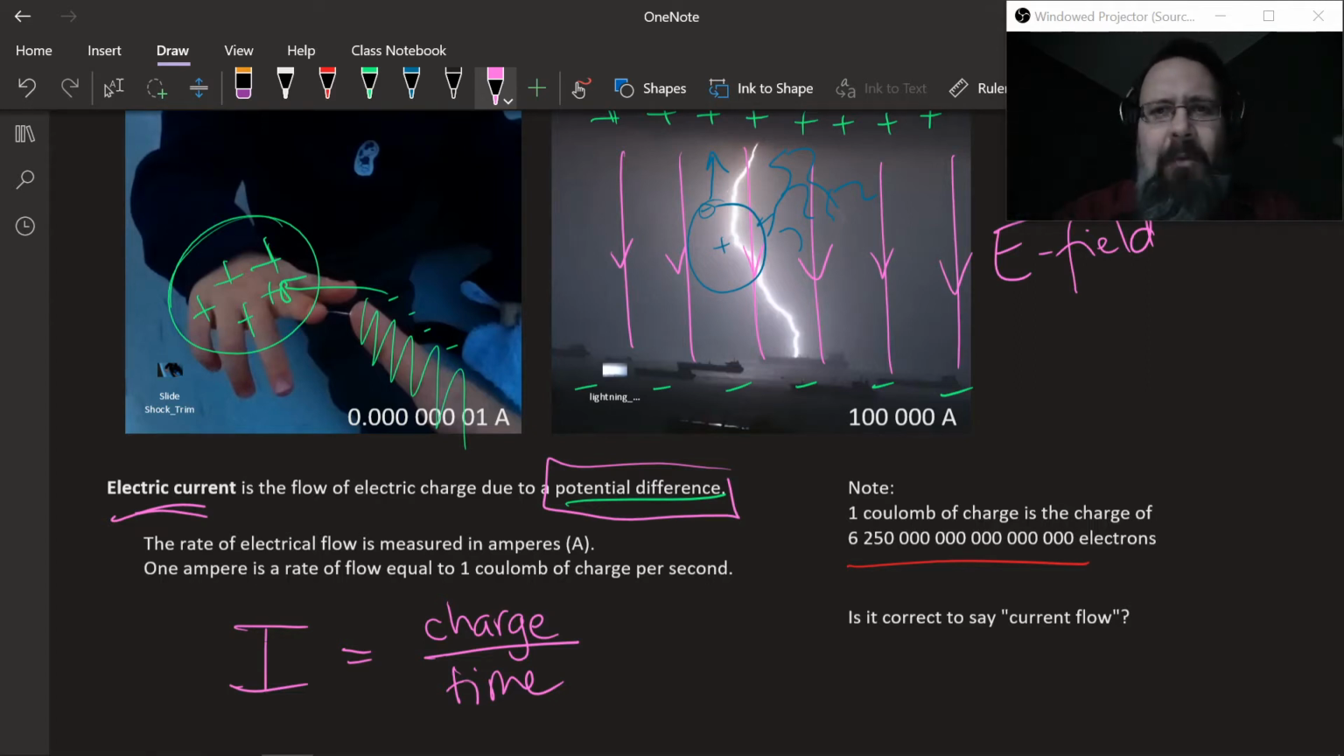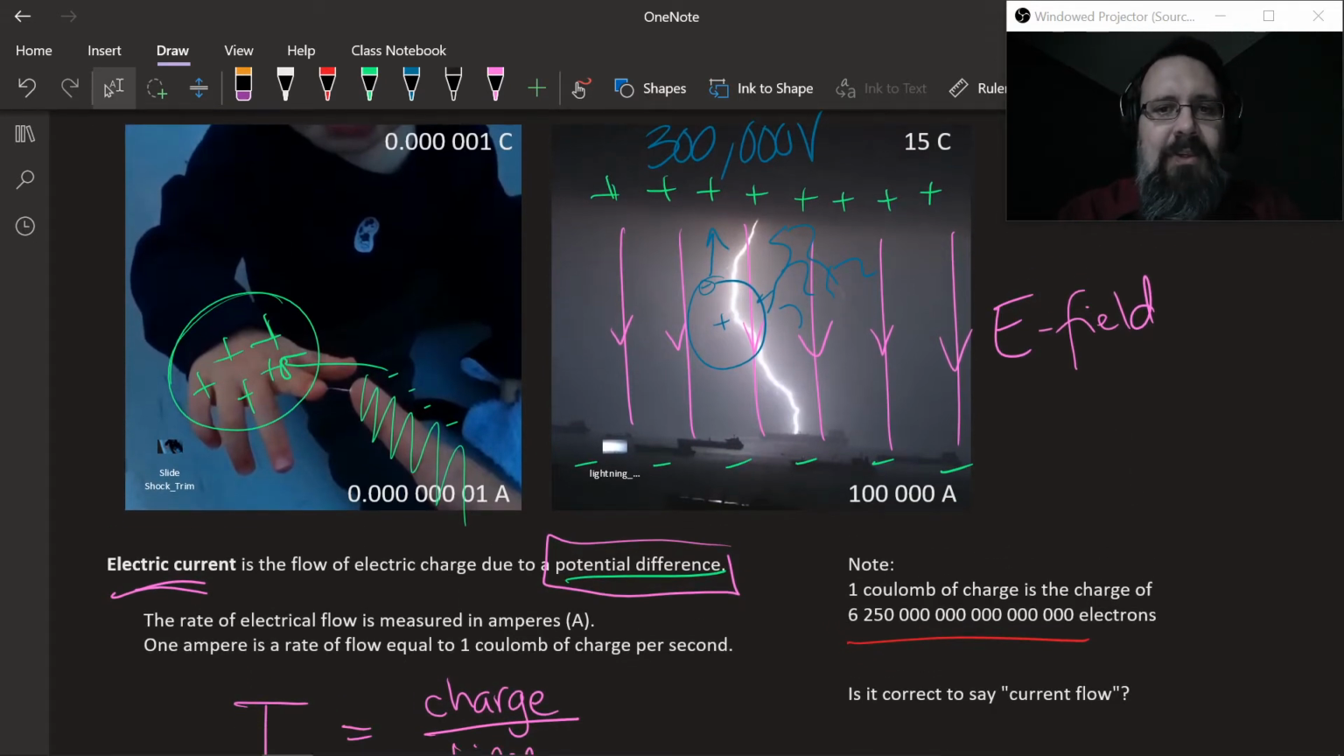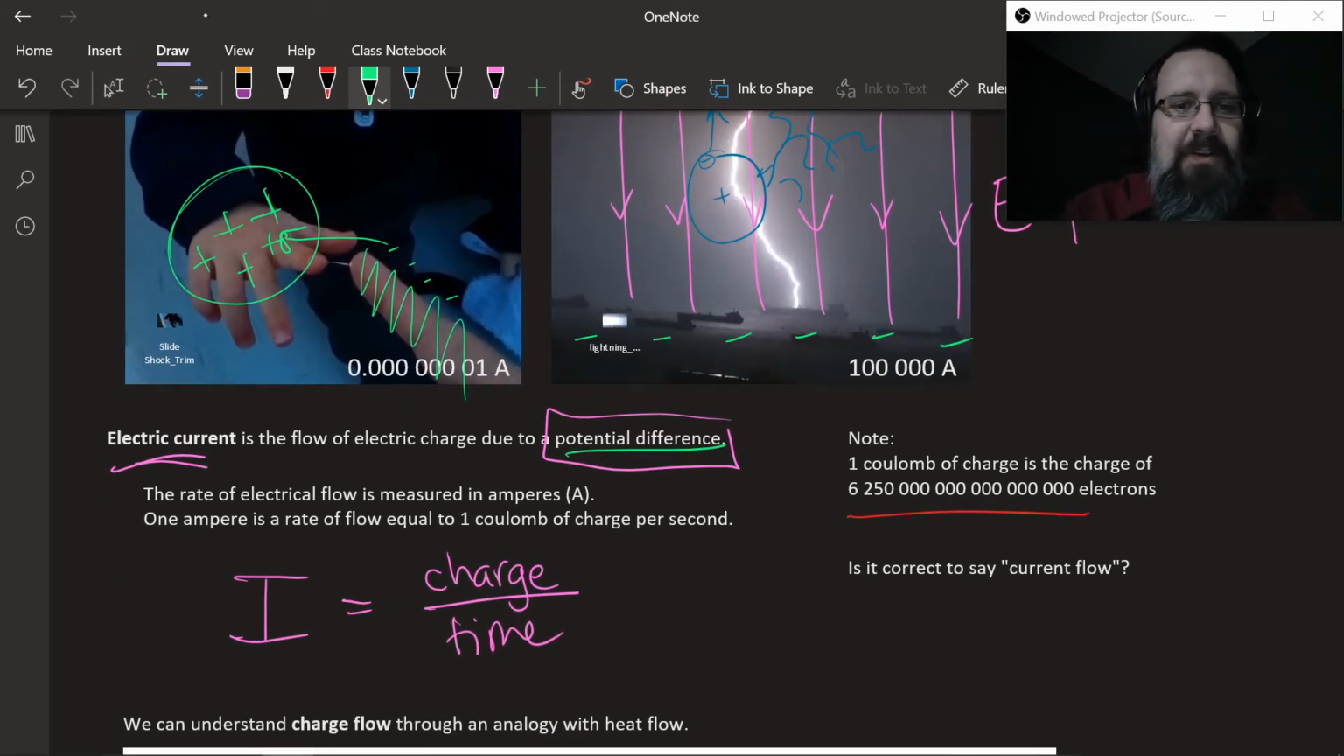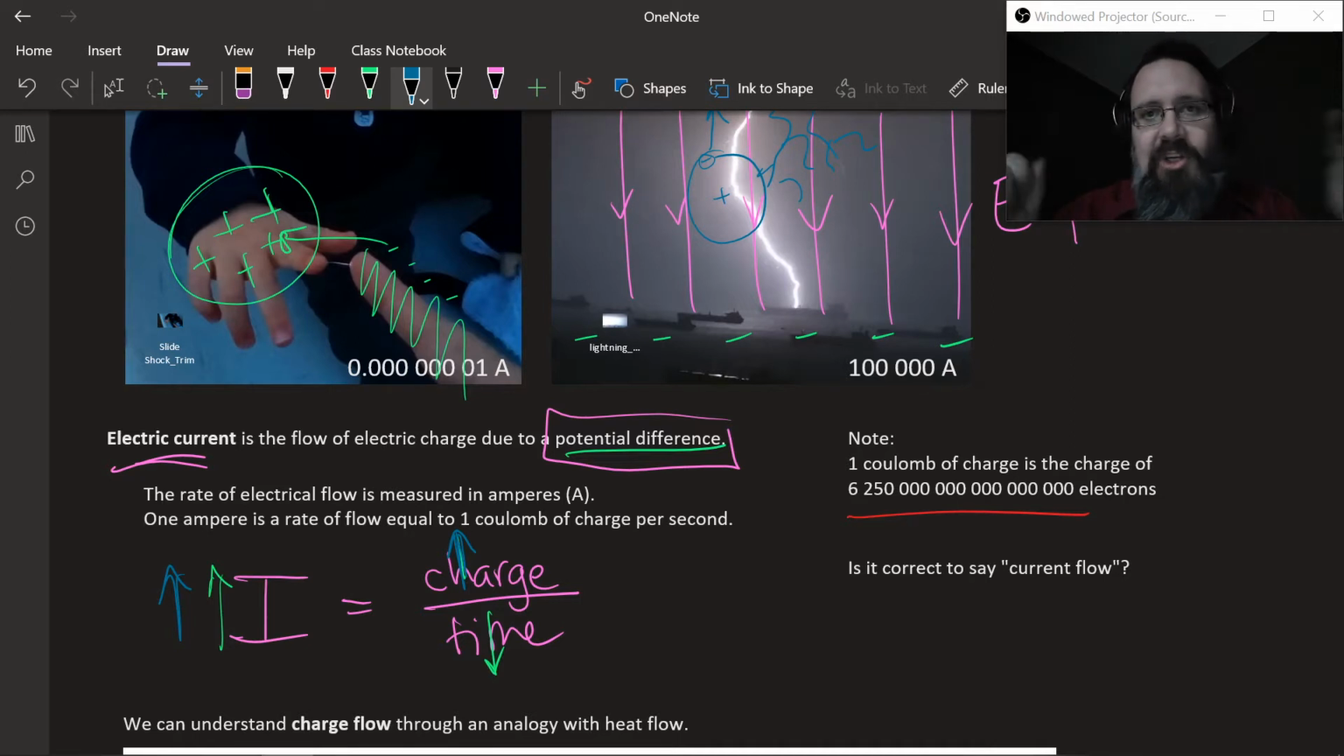We could get way more complicated than this, but we're just trying to keep it simple for this class. In IB physics, we do a whole calculation and derivation of this. But for now, we just need to realize that when you have a lightning strike, it's a very, very short time. So there's a very small amount of time in a lightning strike. That's going to give you a really high current. Also, there's a lot of charge in a lightning strike, 15 coulombs. That's also going to give you a high current. So current is basically saying how quickly is the charge passing by. That's what current tells us.